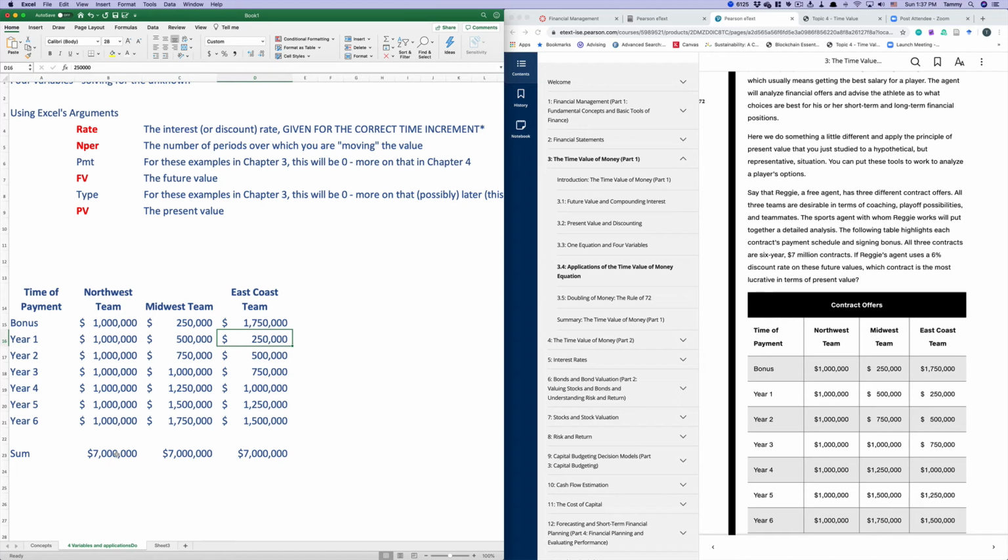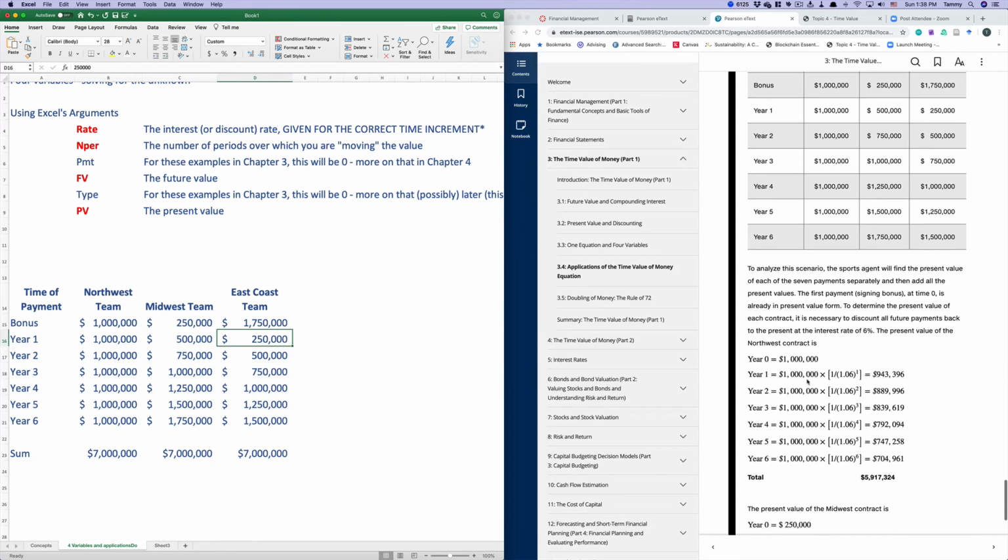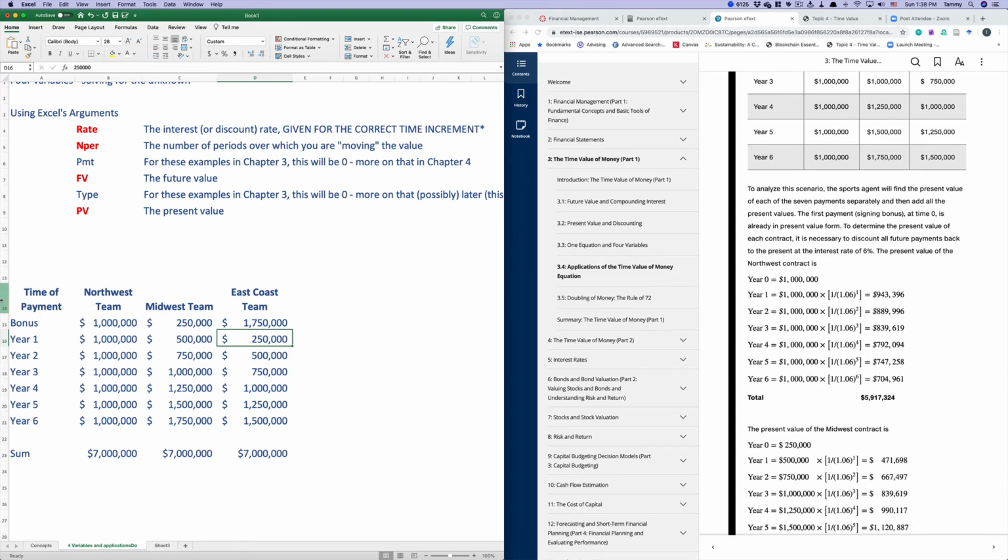The question is, how do you decide among them? And this really gets to the heart of this chapter's material. Now, how you decide among them is you bring each of these cash flows back to the present value. And so they show you over here in the book, the Northwest contract. We get $1 million now, $1 million a year from now, which we discount by 1 iteration of that 6%. So the value is 943. Year 2, we have another $1 million cash flow, which in today's dollars is worth 889, etc.